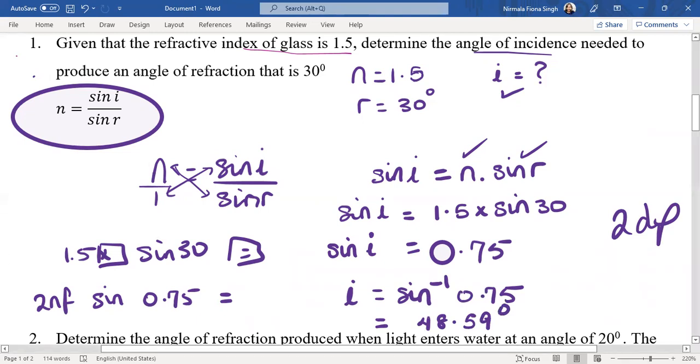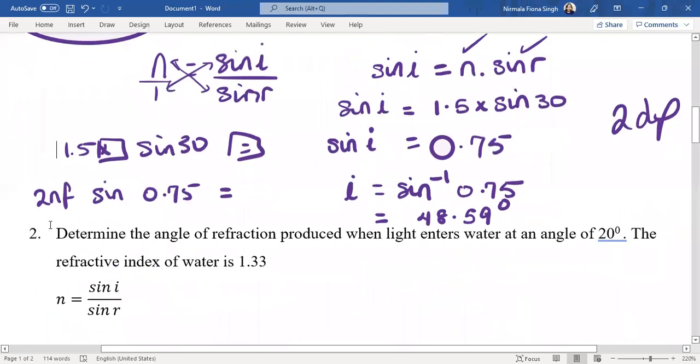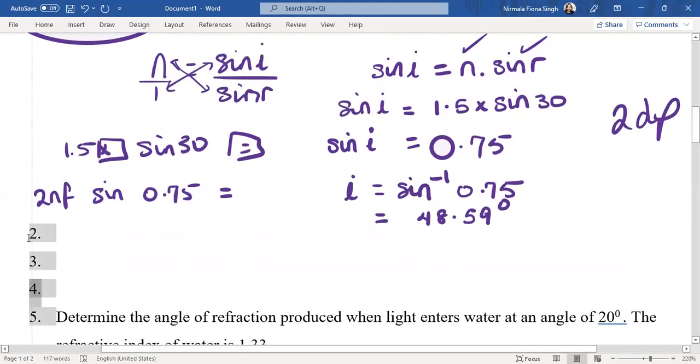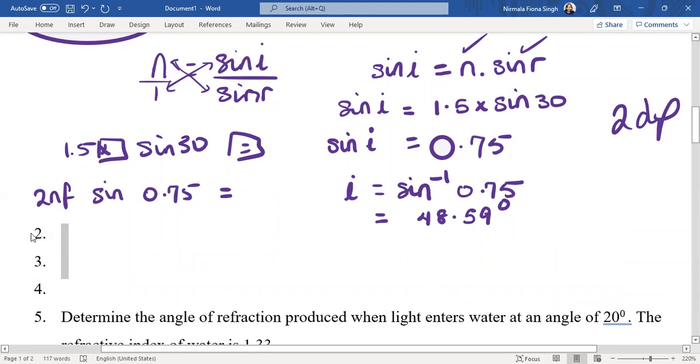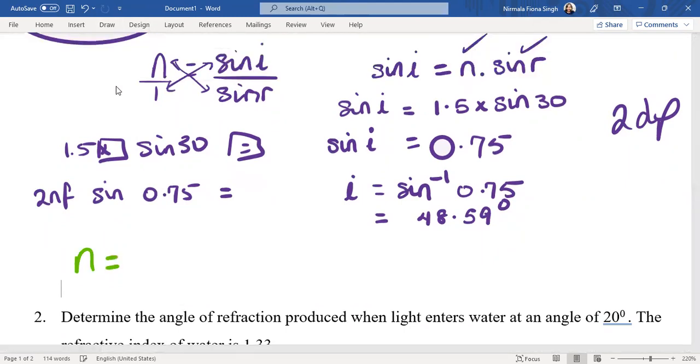You all want to try one on your own? Yes, miss. Okay, let me just get some space to write this down. Right, so let's determine your angle of incidence if n is equal to 1.5, using the same number, and r is equal to 15 degrees. Work out i for me. I'm going to work it out in the meantime and put the answer on the board.